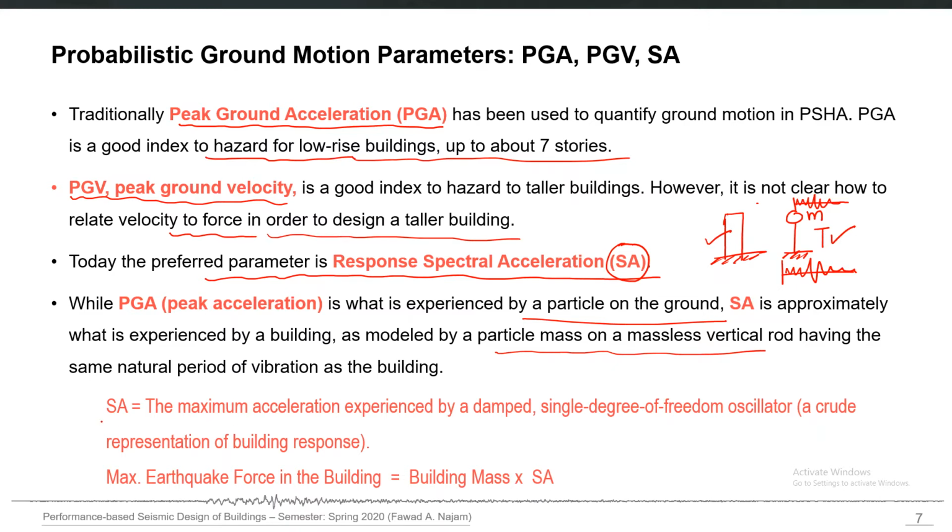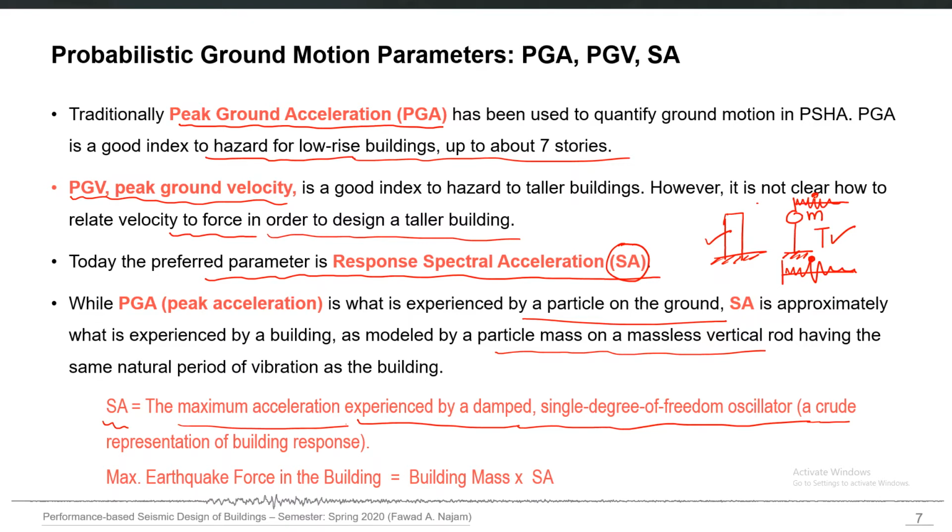So spectral acceleration is defined as the maximum acceleration experienced by a damped single degree of freedom system oscillator, which is crudely representing your building. So the approximate peak value of the building's acceleration response. So instead of now picking the maximum value of ground acceleration, we are picking the maximum value of structural acceleration, the response acceleration. So that will be your spectral acceleration.